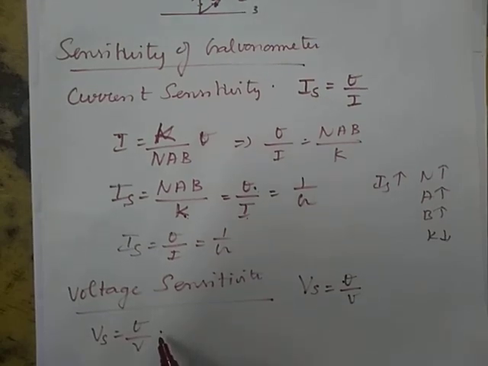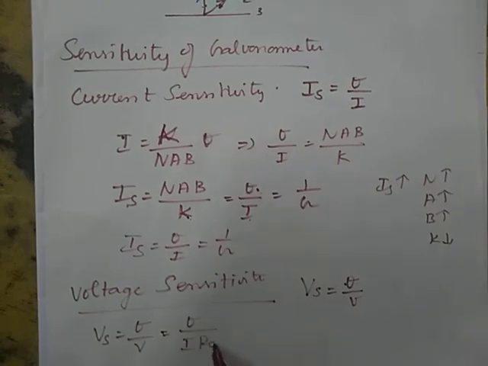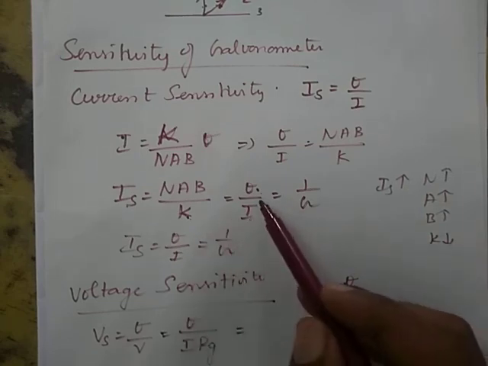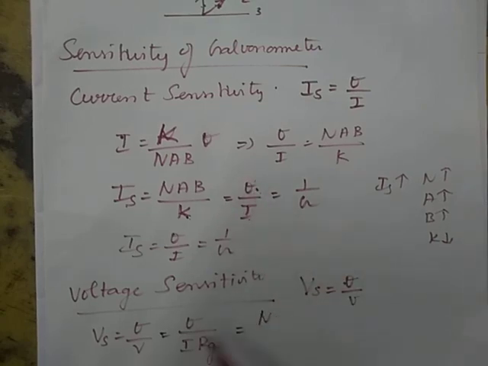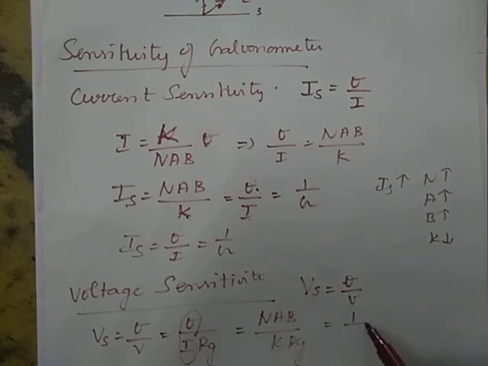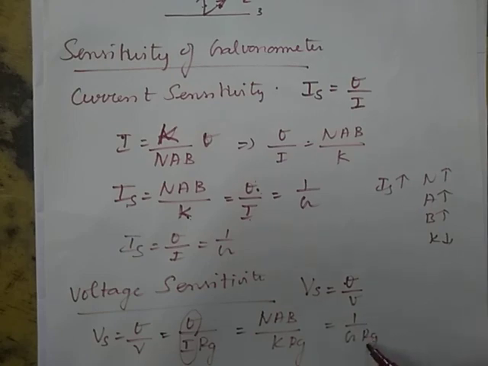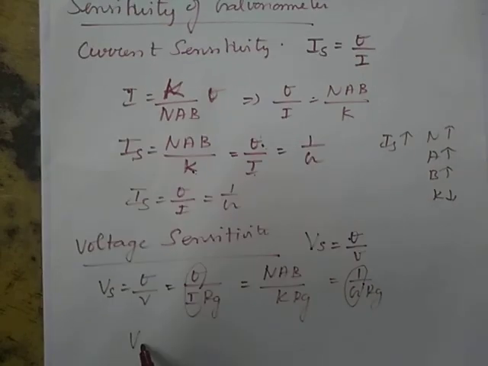We know V is equal to I R, so we can write theta by I Rg. Here Rg is the galvanometer resistance. We know very well that theta by I is equal to N A B by K, so we can write this as N A B by K Rg, or also 1 by G Rg. This is known as voltage sensitivity. Since this is Is, we can write Vs is equal to Is by Rg.